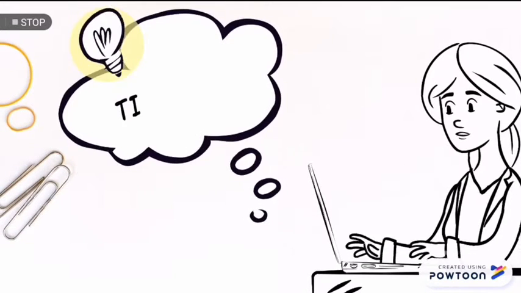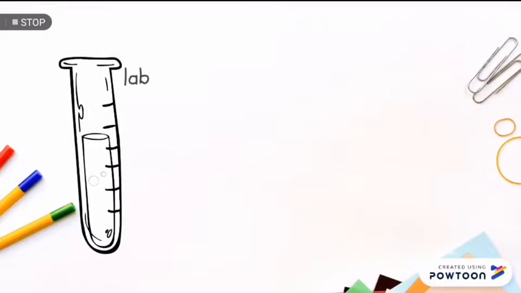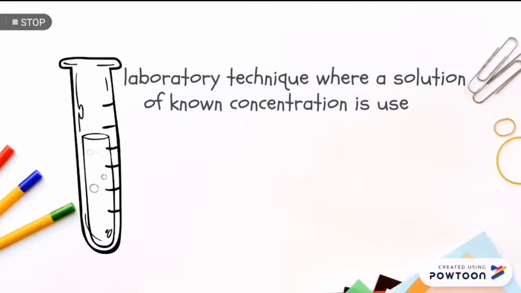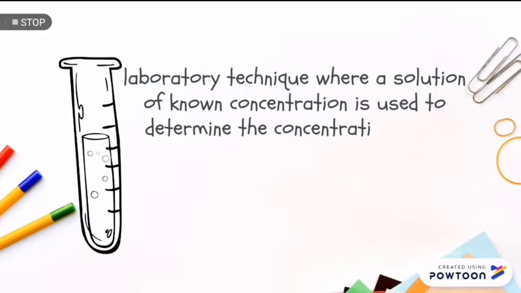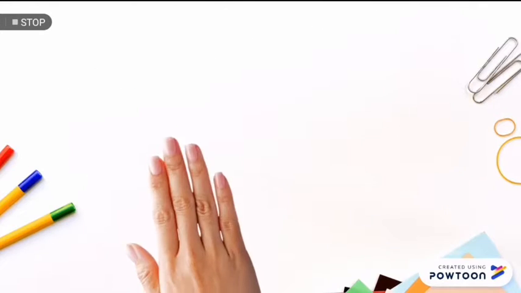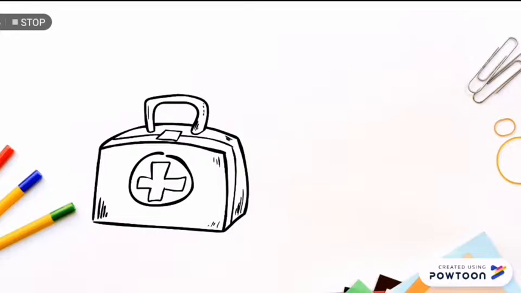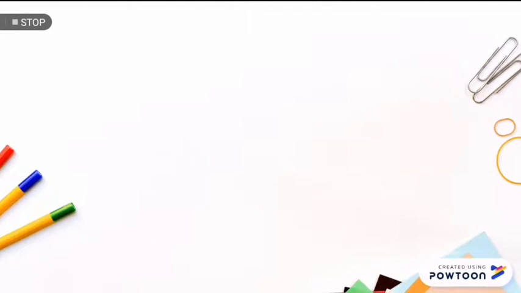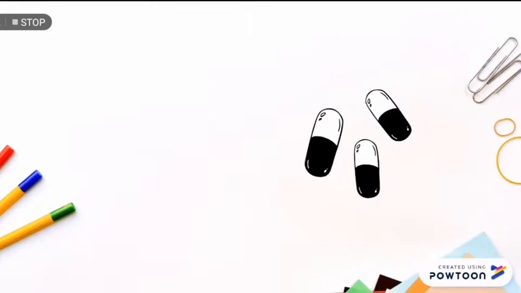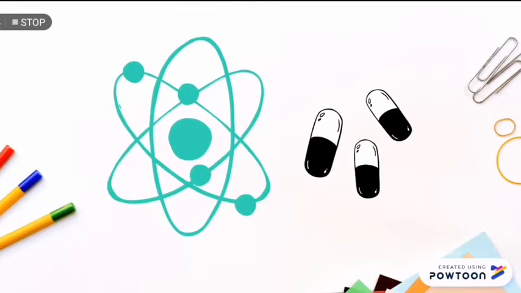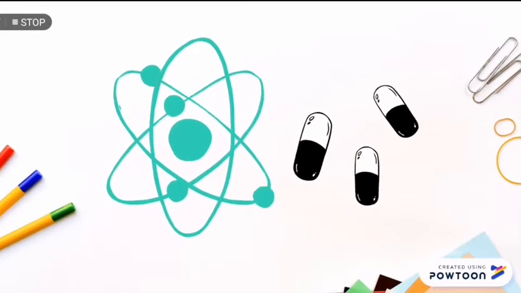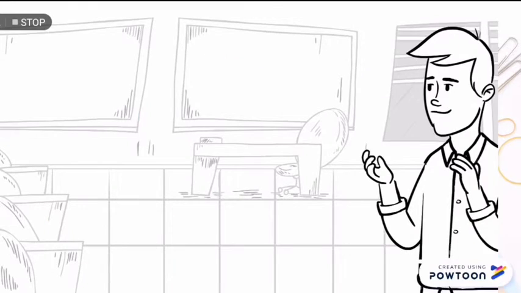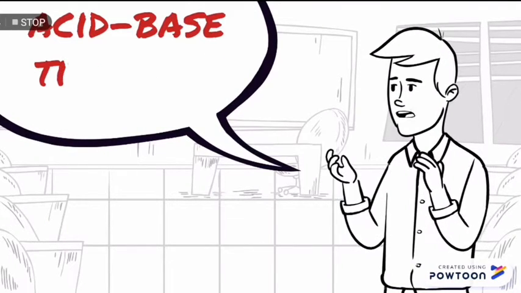The answer is titration. Titration is a technique where a solution of known concentration is used to determine the concentration of an unknown solution. Titration is used in laboratory medicine to determine unknown concentrations of chemical interest in blood and urine. Pharmacists use it to develop new pharmaceuticals. It is also used to determine fat content, water content, concentration of vitamins, etc. in food. The most common type of titration is acid-base titration.